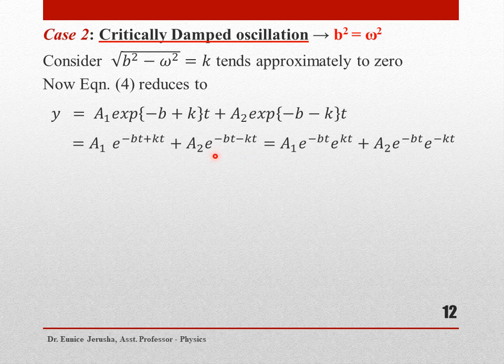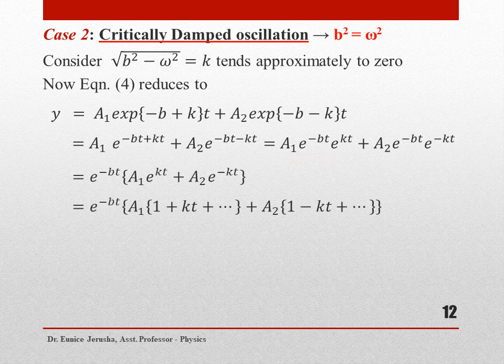We split the single exponential term, this term also, into two exponentials in the next step. Therefore, we now have a1 e power minus bt e power kt plus a2 e power minus bt e power minus kt. E power minus bt is common for both the terms. Therefore, in the next step, it is taken out.